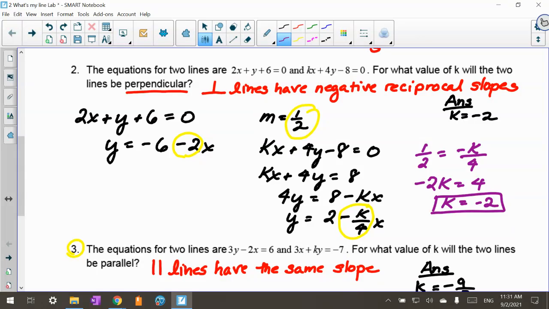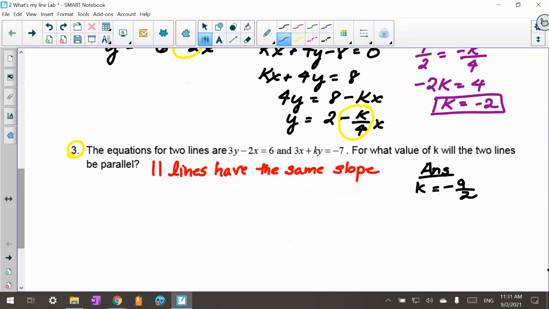Okay. Now, number 3, I circled in yellow because this is the exact same problem, except I have 2 lines here, but now the 2 lines are parallel. Parallel lines, our notation for parallel looks like two vertical lines. Parallel lines have the same slope. So you're going to do the same thing as above, but now the slopes are going to be the same. So go ahead and work on it, and see if you get k to be negative 9/2. I'm leaving that for you to practice. It's very similar to the one above, except for the negative reciprocal versus the same slopes.